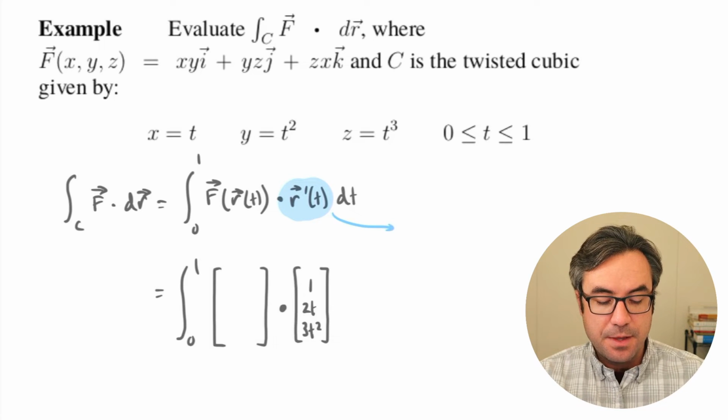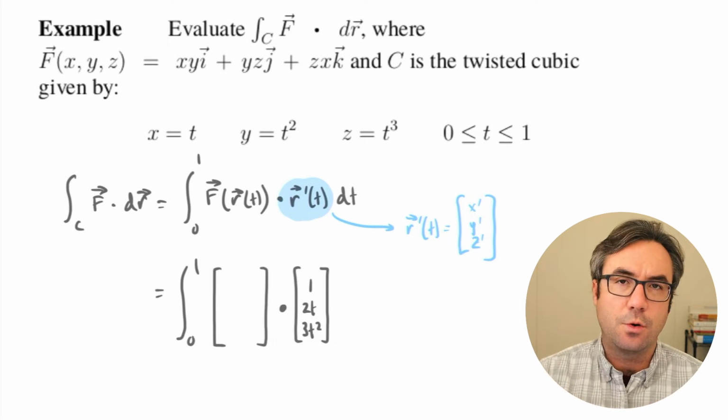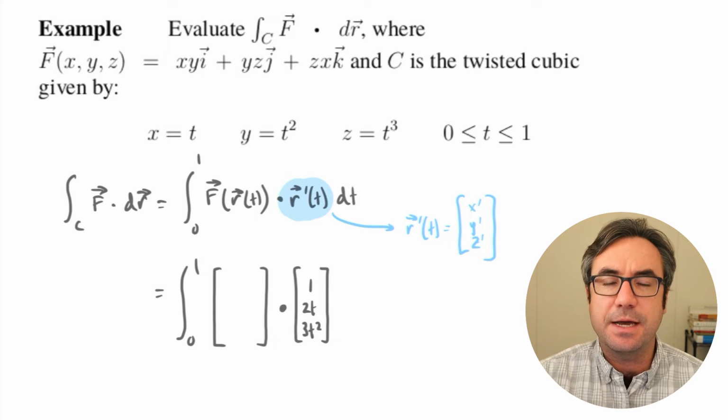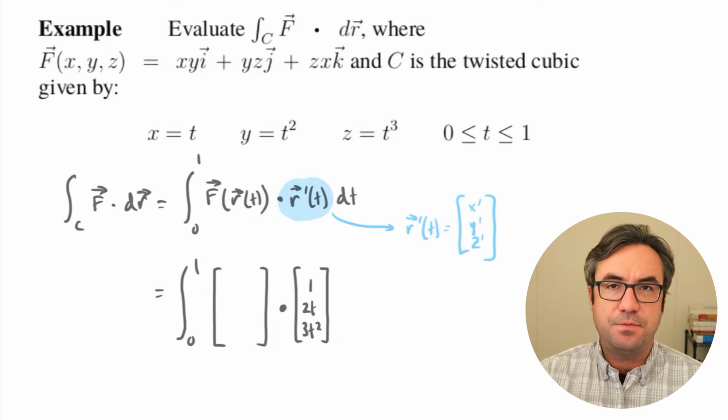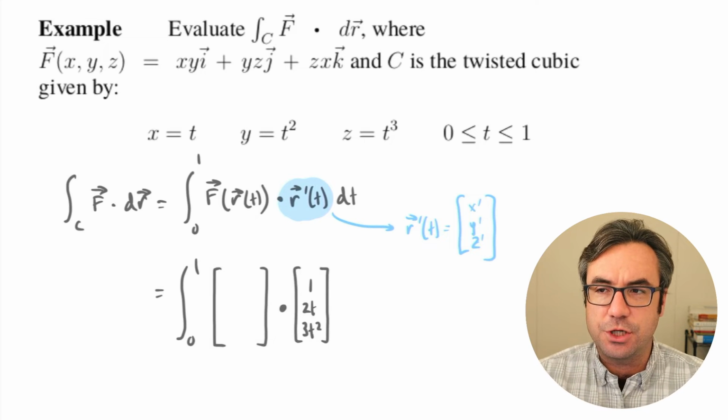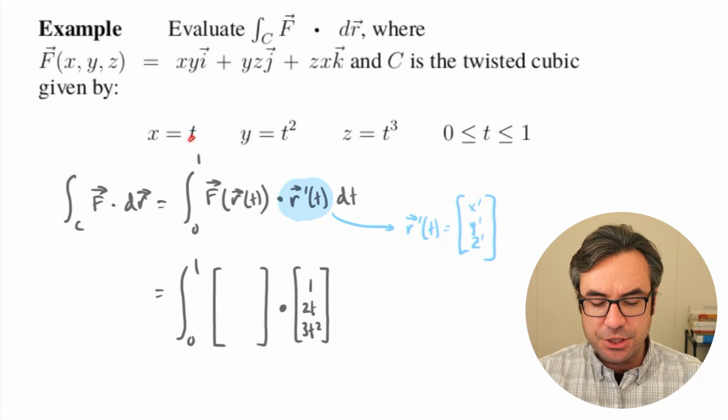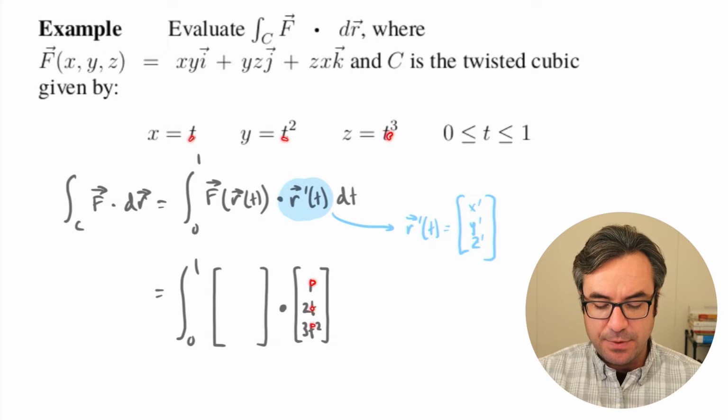And so if we remember back what r prime actually is, r prime is x prime, y prime, z prime. Or if we're in 2 dimensions, x prime and y prime. All right, so this is the derivative of that vector function. So we just differentiate each component, and that's what we have here.